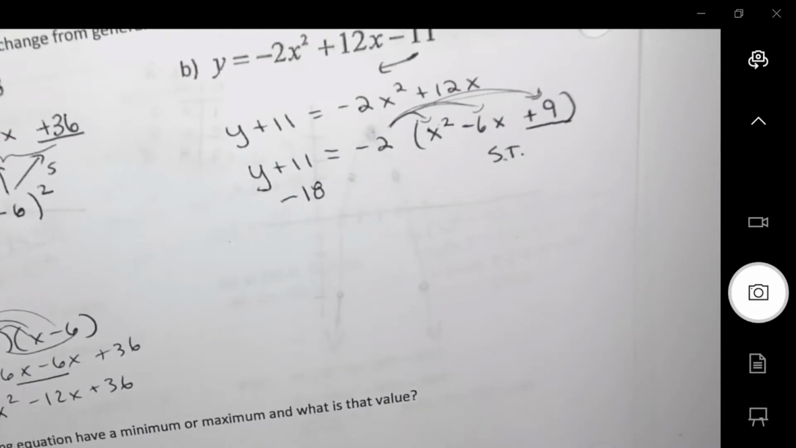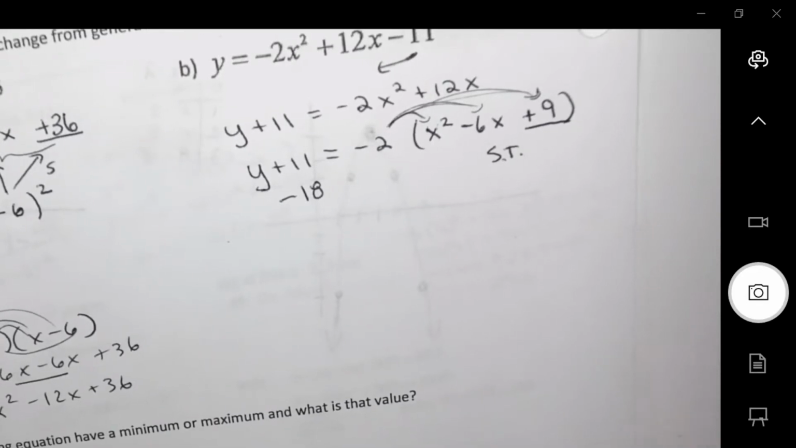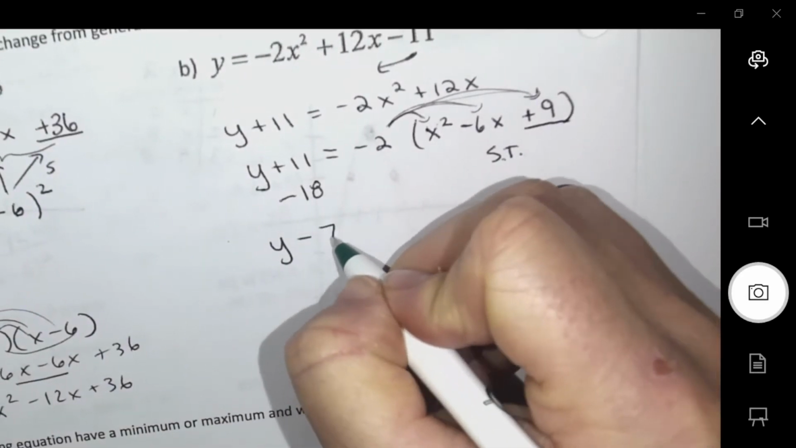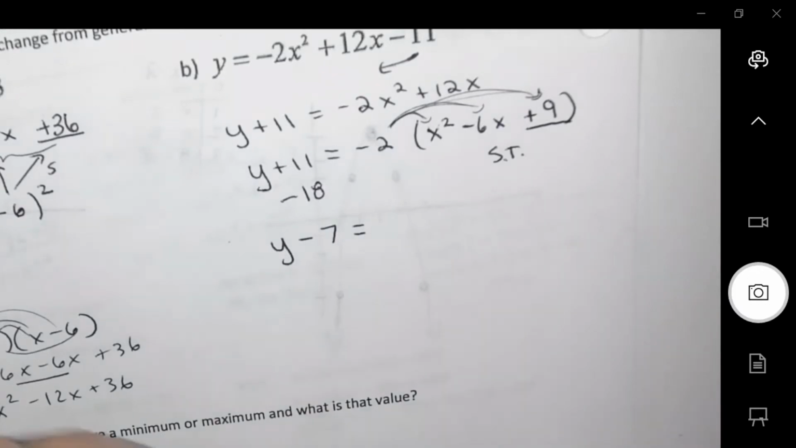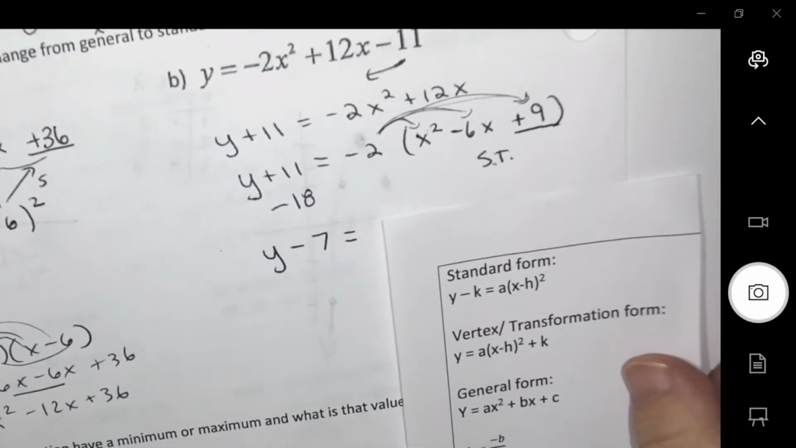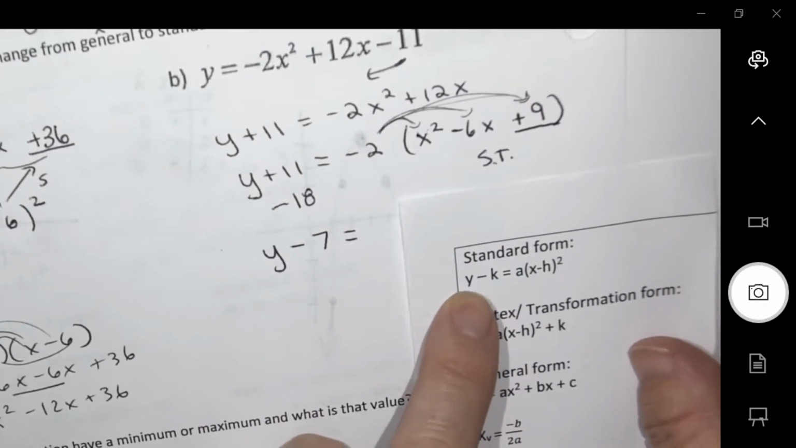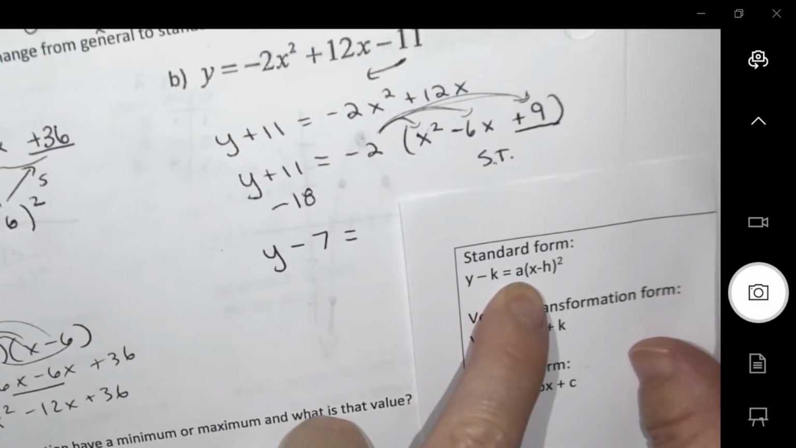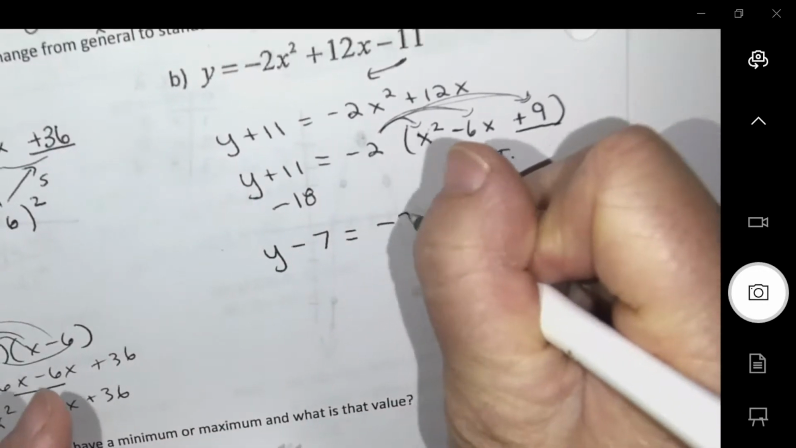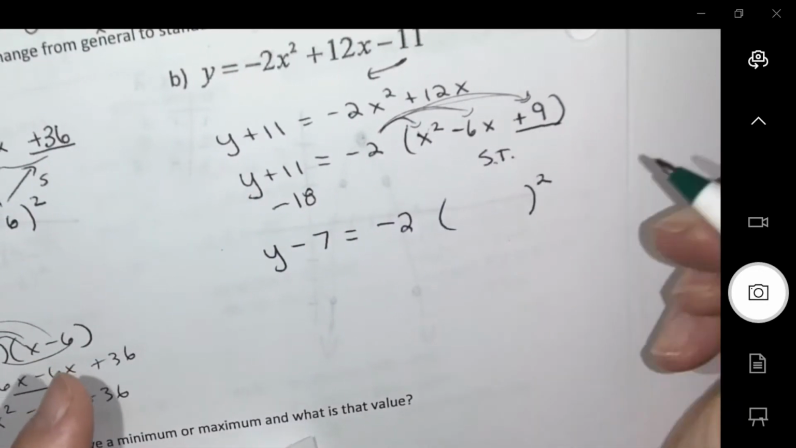I thought you were supposed to add. Oh, it's negative. It's like if you took 18 pounds off of a teeter-totter, you would still have to do that to the other side. So y minus 7. So remember our goal. Remember our goal. Y minus 7 equals a brackets squared.